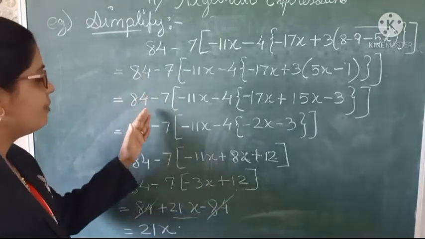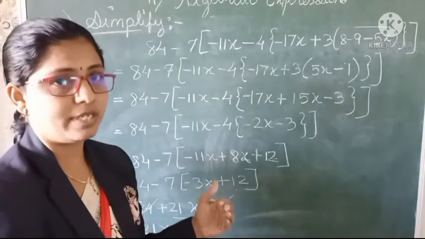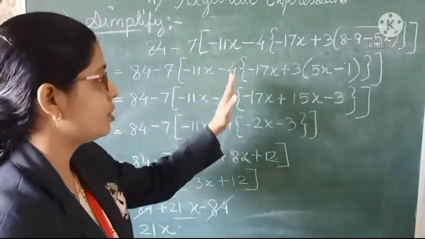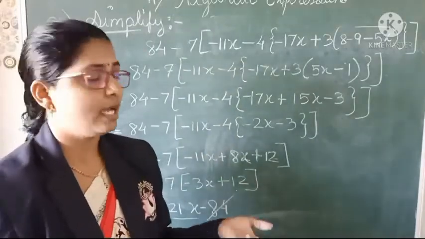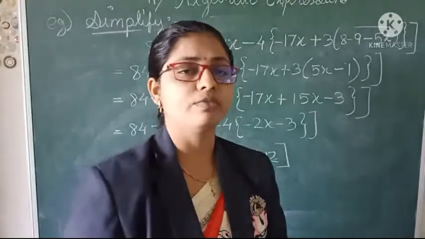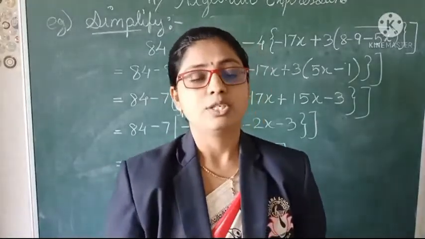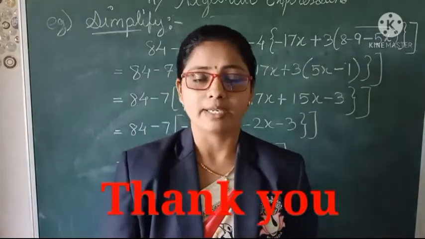So in this way we can solve step by step. The BODMAS principle is very useful to solve this type of example. So there will be no confusion and you can go by this method to solve the simplification of algebraic expressions. So with this we have completed our 11th lesson, that is algebraic expressions.